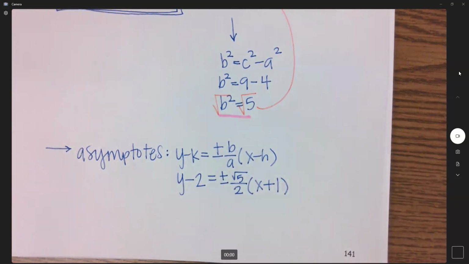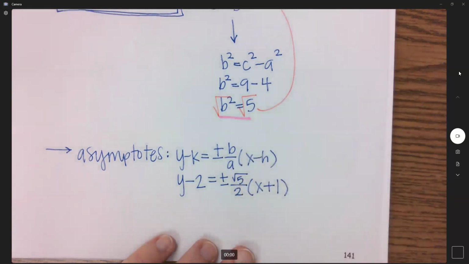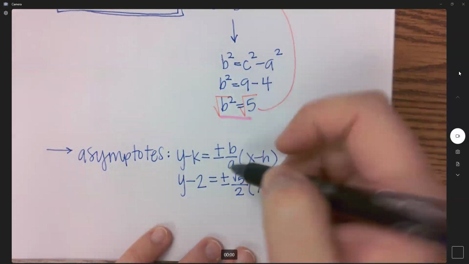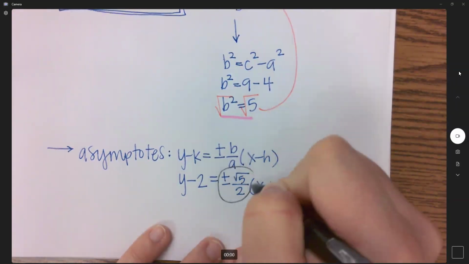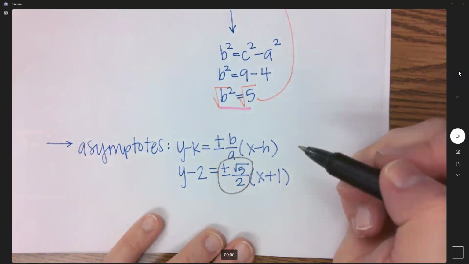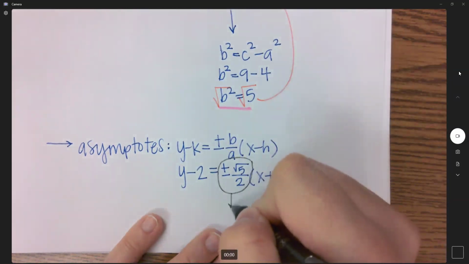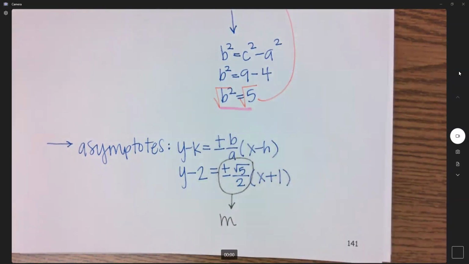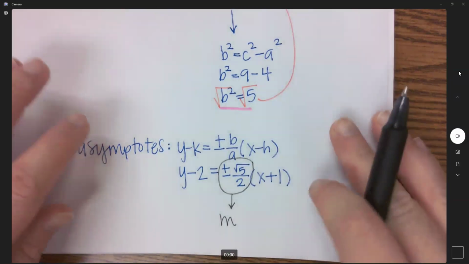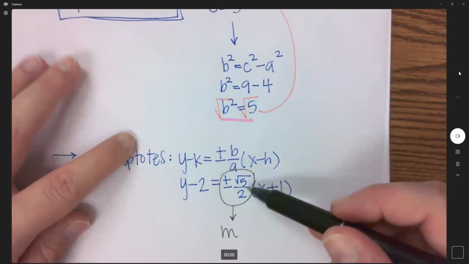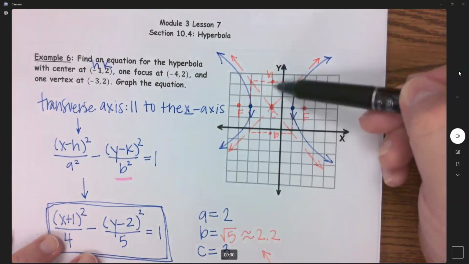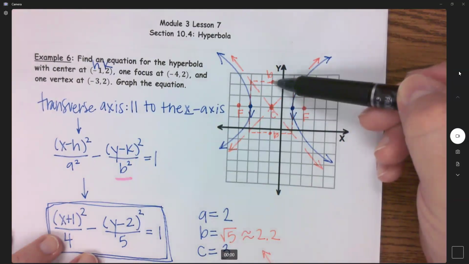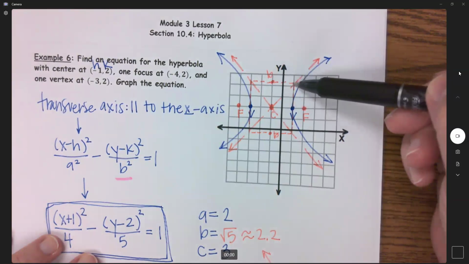Now, if it wanted just the slope, what would the slope be? So my slope right here would just be this plus or minus square root 5 over 2. So there's my slope. Which if we look at my graph, that makes sense. We rose square root 5, which is that 2.2, and then ran 3.